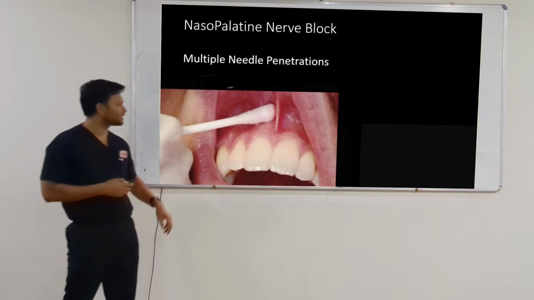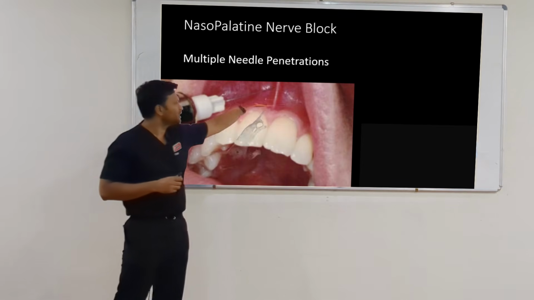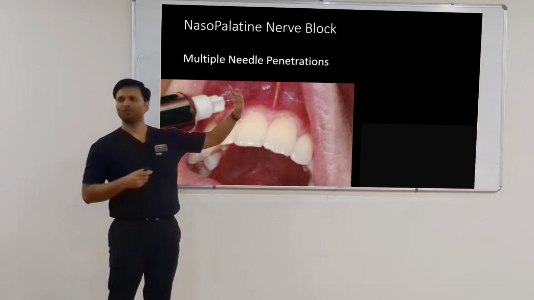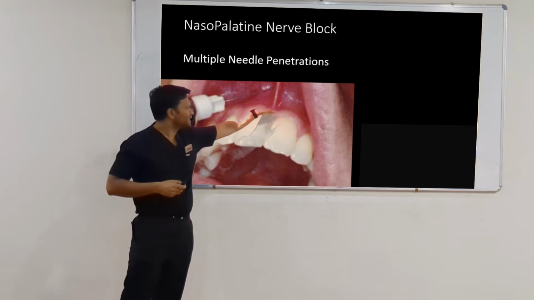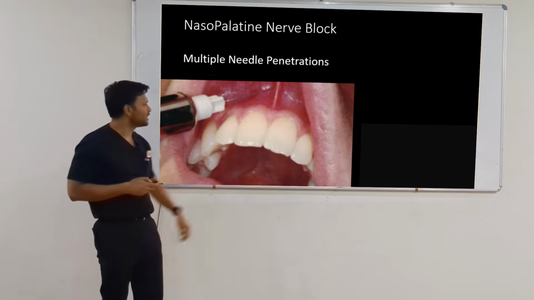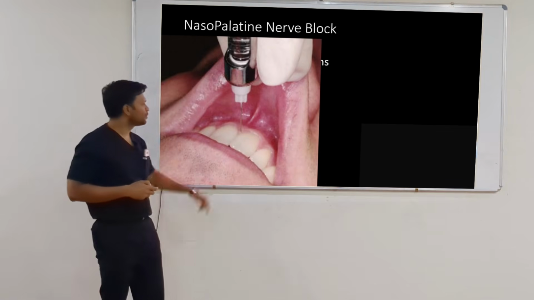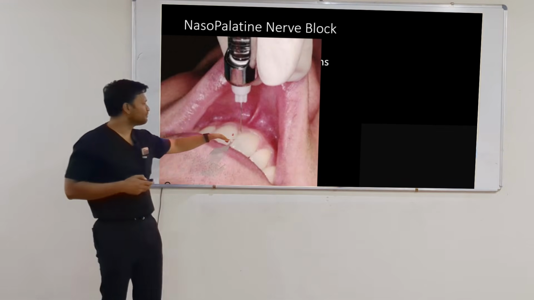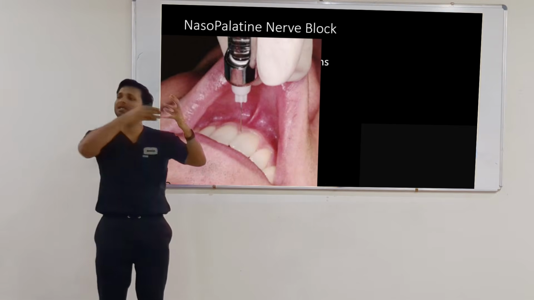What we are going to do is, first, we deposit the LA solution in the labial frenum, and we wait for a few minutes. Because of this LA solution, this papilla gets anesthetized. Okay, this infiltration. Once this is anesthetized, we insert the needle perpendicular through this labial papilla, and we position the needle tip in the palatal papilla.